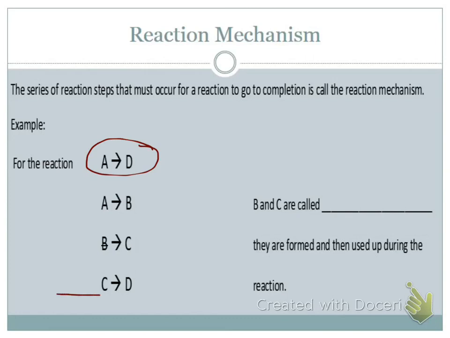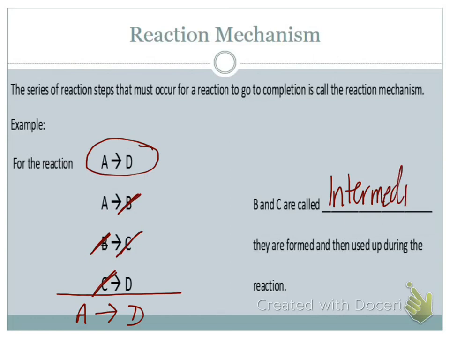So we're going to put our little thing down here, and I see that the first step is A creating B. And then I see B creates C, and then C creates D. So I'm going to cross out the things that appear on opposite sides of the equation, and that is B and then C. And then my overall equation is A to D. B and C are something that we call intermediates. They are formed and then used up in one of the subsequent reactions. The way that you will recognize if something is an intermediate is it's created and then it's used up in another step, and it doesn't appear in the overall equation.